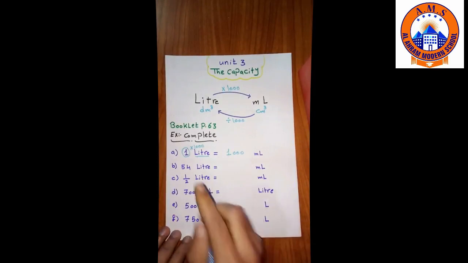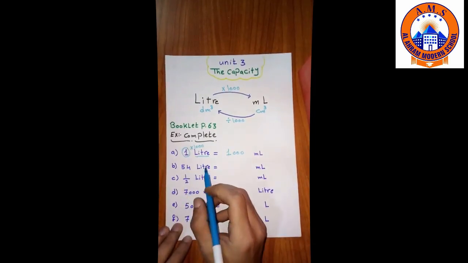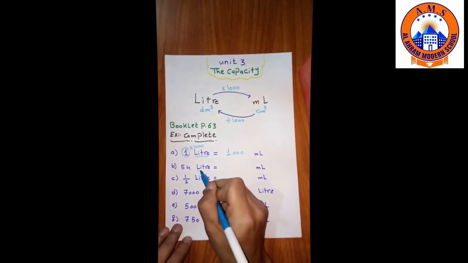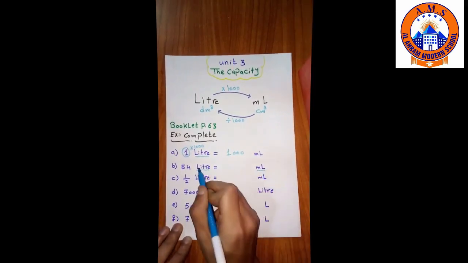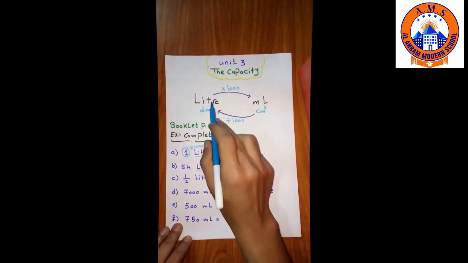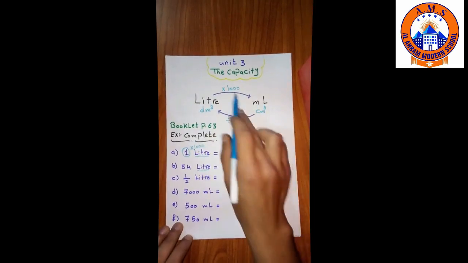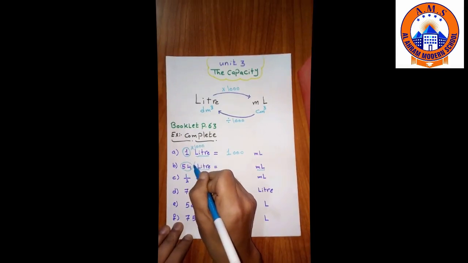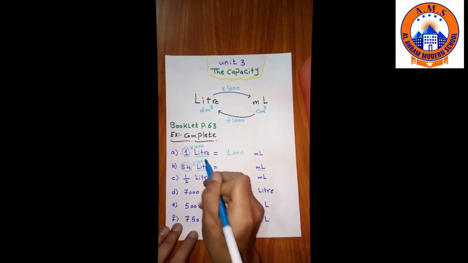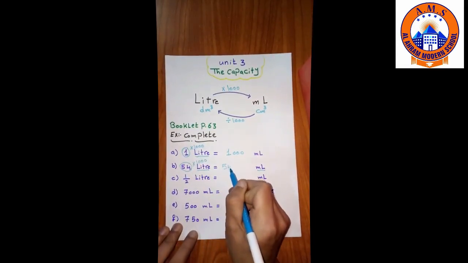Next question, we have 54 liters. So the number is beside the unit liter and we want the answer to be in milliliters. So from liters to milliliters, as we said before, we multiply by 1000. So I will multiply 54 by 1000. So it is equal to 54,000.